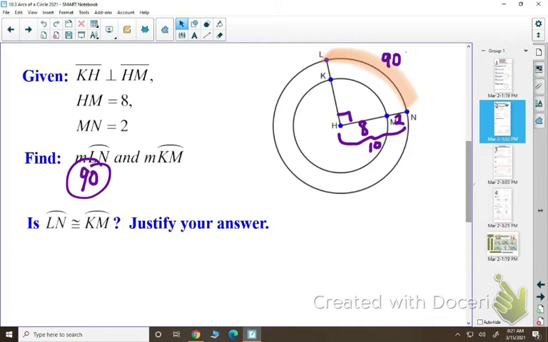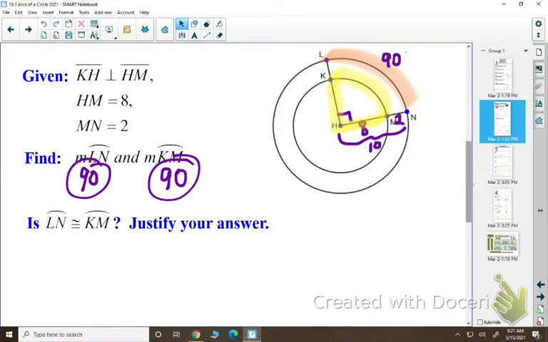And then arc KM, same kind of thing. It's just a different circle. It's a smaller circle. But again, if the central angle is 90, arc KM is also going to be 90 degrees because it's the same as the central angle.